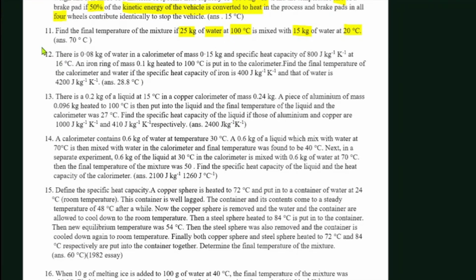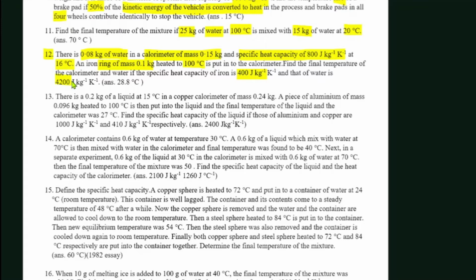So yes, the 12th one, let's discuss the 12th one. They're saying there is 0.08 kilogram of water in a calorimeter of mass 0.15 kilogram, and the specific heat capacity of the calorimeter is given as 800. Initially both the water and the calorimeter are at 16 degrees Celsius. Then an iron ring of mass 0.1 kilogram, heated to 100 degrees Celsius, is put into the calorimeter. They're asking to find the final temperature of the calorimeter, and they have given the specific heat capacity of the ring and the water as well.